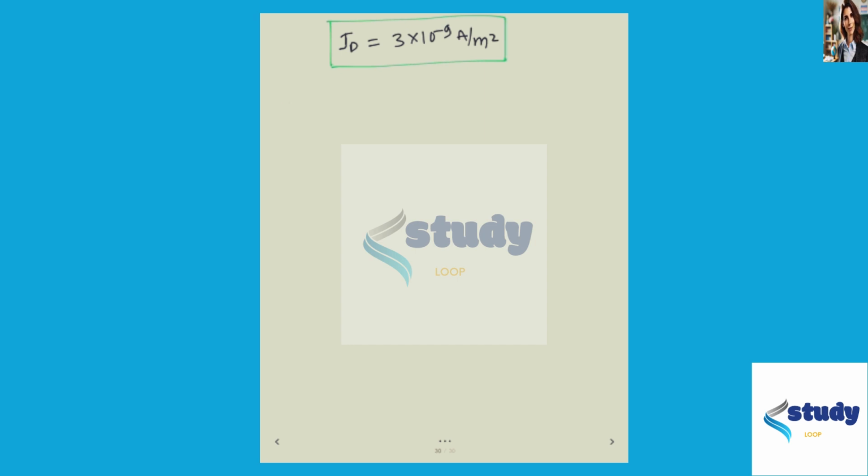Now moving to part C, in which we have to determine the frequency at the maximum JD condition. So JD is equal to epsilon naught E naught multiplied by omega. JD is also E naught by rho, equal to epsilon naught E naught multiplied by 2 pi f. So from here, frequency f comes out to be E naught by rho divided by epsilon naught E naught multiplied by 2 pi.